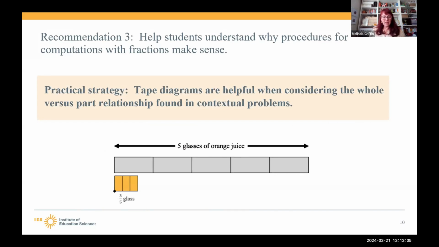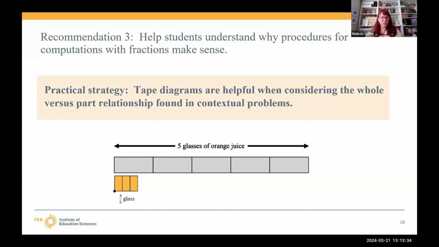I'm going to focus on two recommendations from the practice guide today. And these are the recommendations that a lot of our toolkit is focused on. So the first one is recommendation 3, help students understand why procedures for computations with fractions make sense. Here's a practical strategy that goes along with this. Tape diagrams are helpful when considering the whole versus part relationship that's often found in contextual problems.